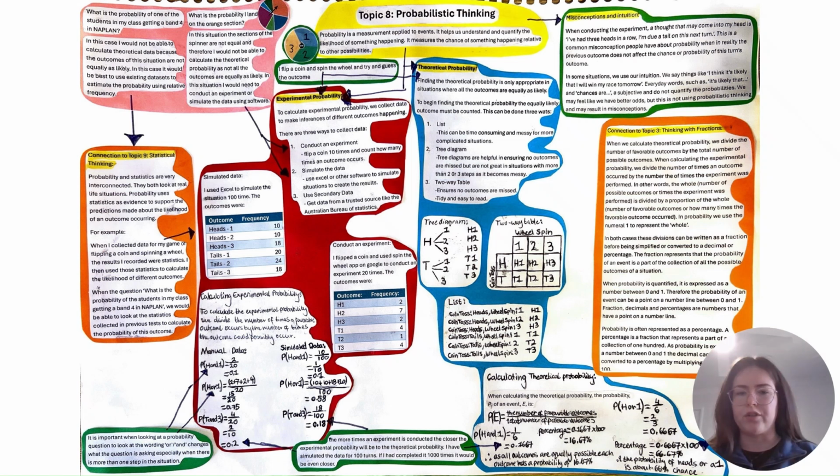My infographic is on topic 8, probabilistic thinking. Probability is a measurement applied to events. It measures the chance of something happening relative to other possibilities. There are two ways to calculate probability: experimental and theoretical.